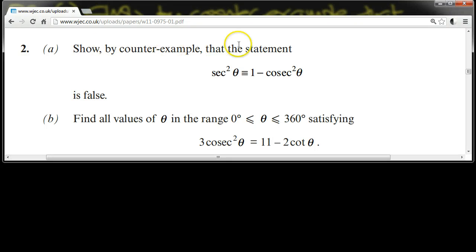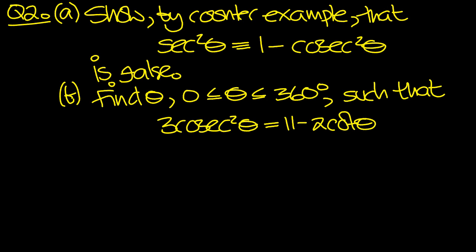Show by counterexample that the statement sec squared theta is equivalent to 1 minus cosec squared theta is false. Find all the values of theta in the range of theta between 0 and 360 degrees, satisfying 3 cosec squared theta is 11 minus 2 cot theta. Let's have a look at this then.